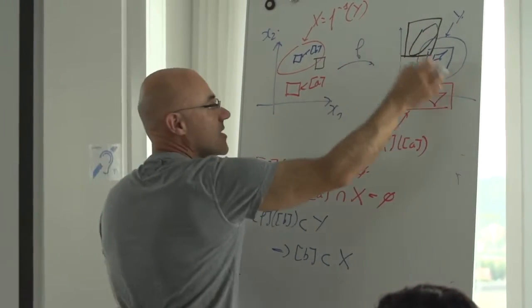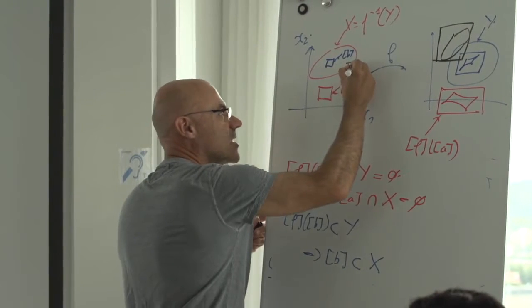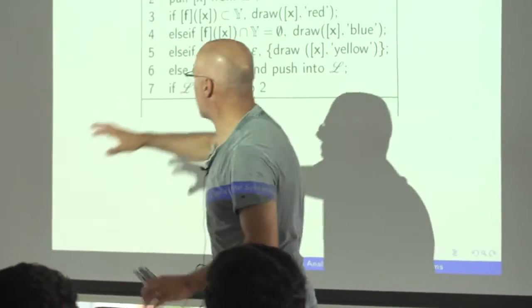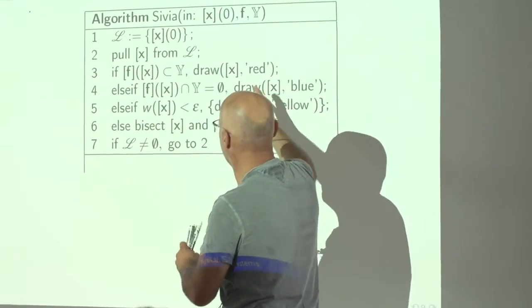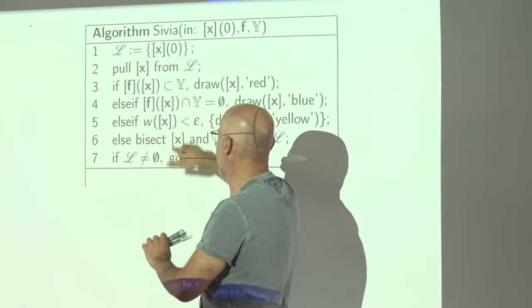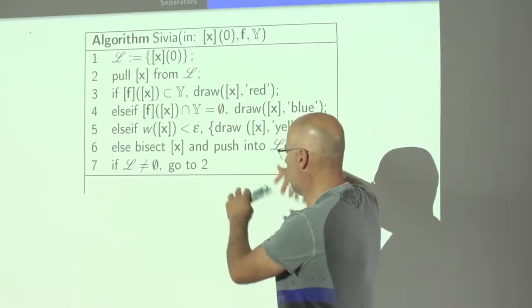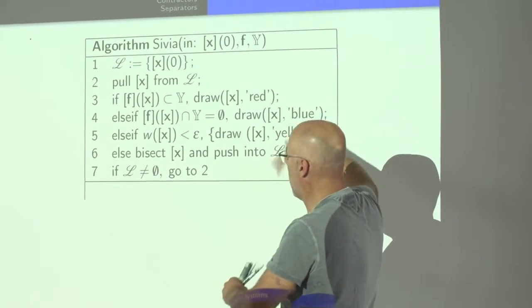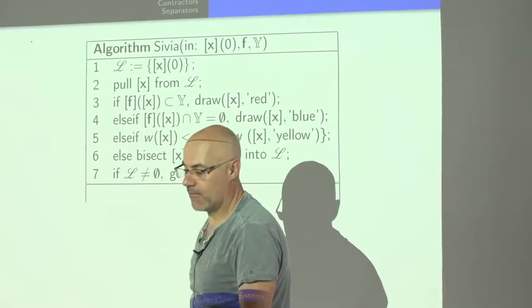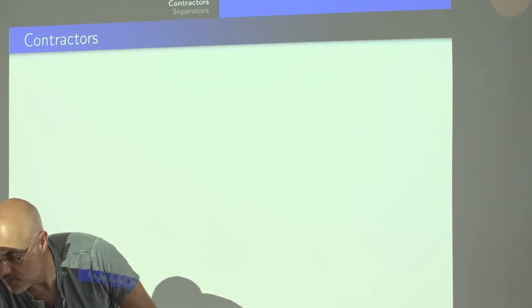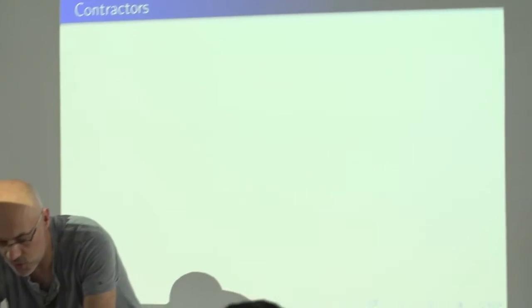I'm neither inside nor outside, so I will bisect this box. This is the algorithm called SIVIA, which corresponds to a set inversion problem. I test if I am inside or outside. If I am not too small, I bisect and push the boxes in a list, until the list becomes empty.